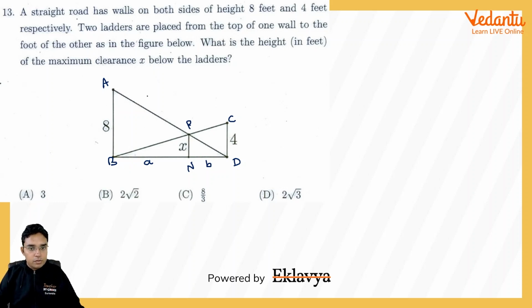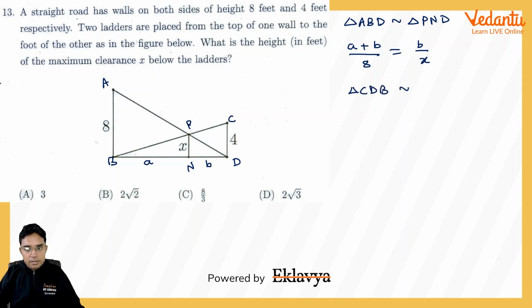So I think it is very easy to say that triangle ABD is similar to triangle PND. And using this, what we can conclude is, for the triangle ABD, A plus B upon 8 will be equal to B upon X. Similarly, there are two more triangles that are similar. I think CDB is similar to triangle BNP. So here we will be getting A plus B upon 4 is equal to A upon X.